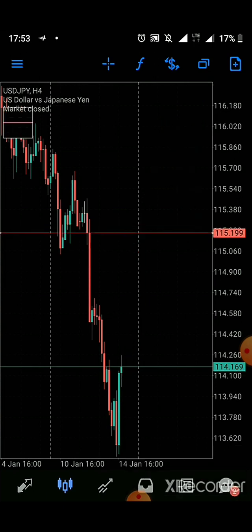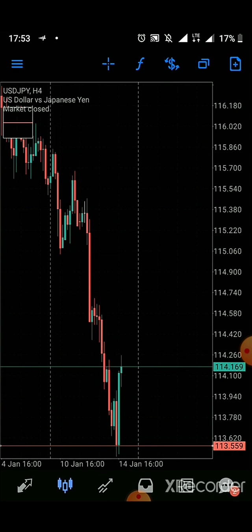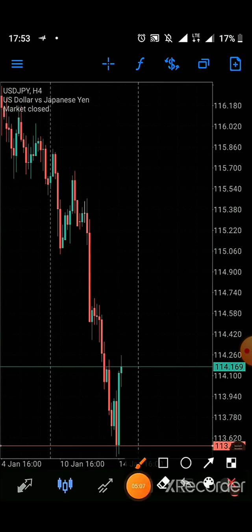Then we also have the sell stop limit. It is still the opposite. You are expecting the price to go past this limit, then rebound before you want to open your position.